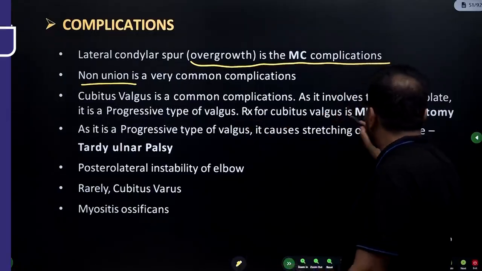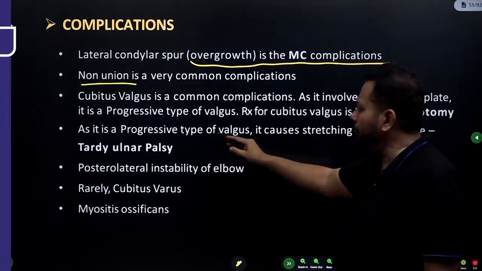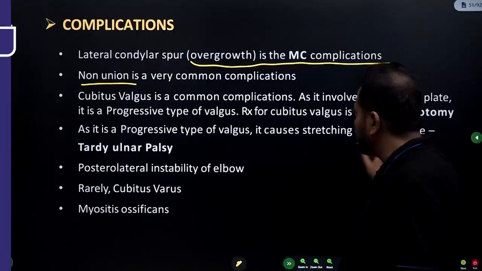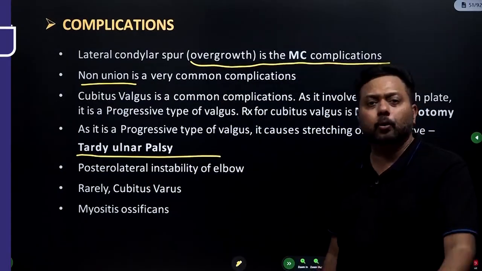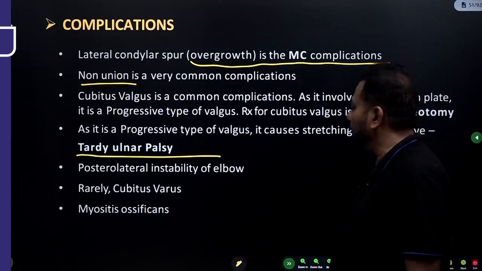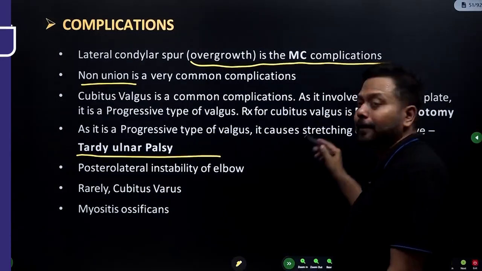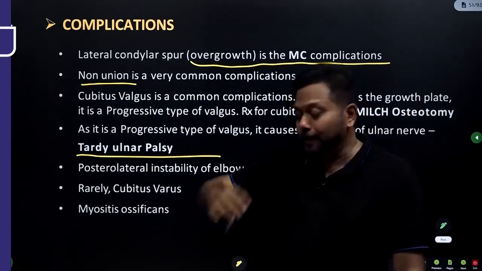How many times they had asked this question? As a progressive type of valgus, it causes stretching of the ulnar nerve. It takes years, so it's called tardy, meaning very slow. Tardy ulnar palsy. Okay. So treatment of cubitus valgus, treatment of cubitus varus.